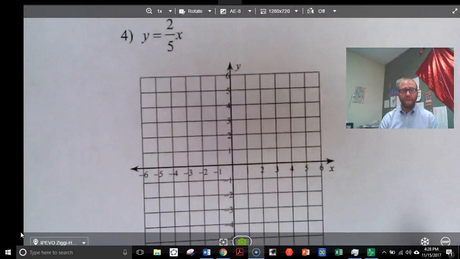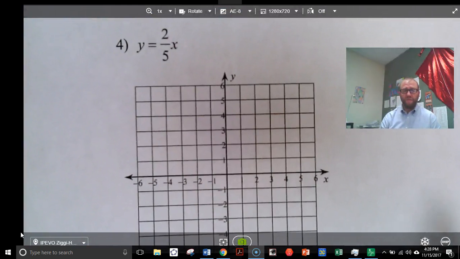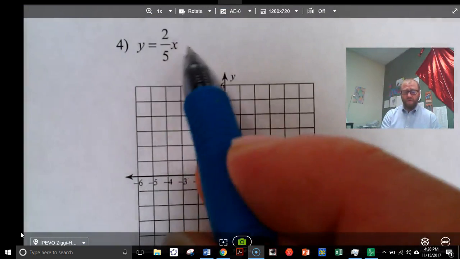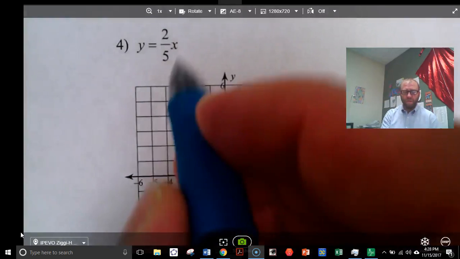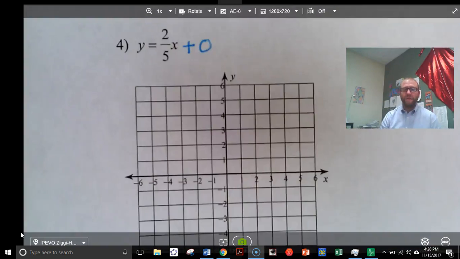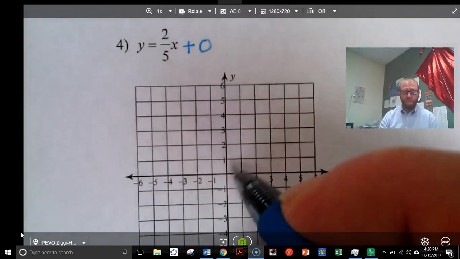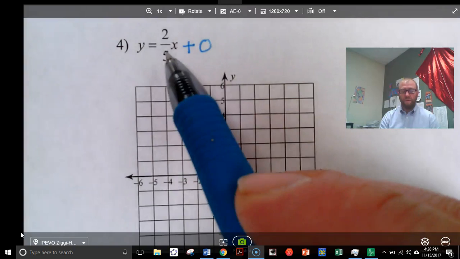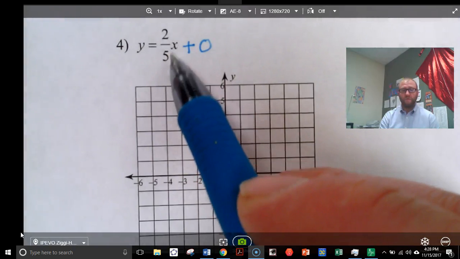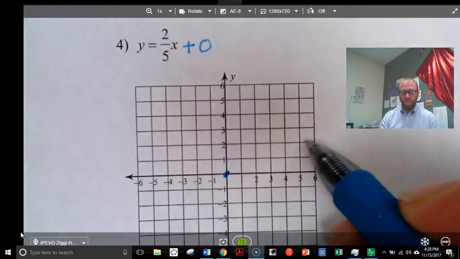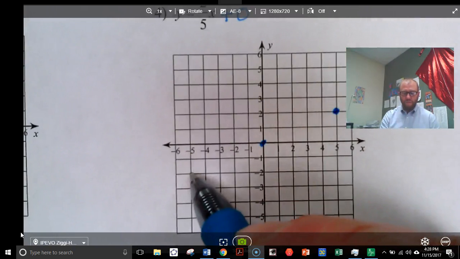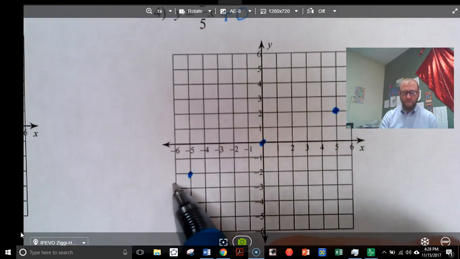Okay. Next, 2/5 x. Well, it doesn't appear to be a y-intercept here. There's not plus or minus anything, but actually there is. We can always imagine that it's plus 0. So the y-intercept is 0. And then from there, rise over run, it's up 2, forward 5. And going in the other direction, we go back 5 and down 2.